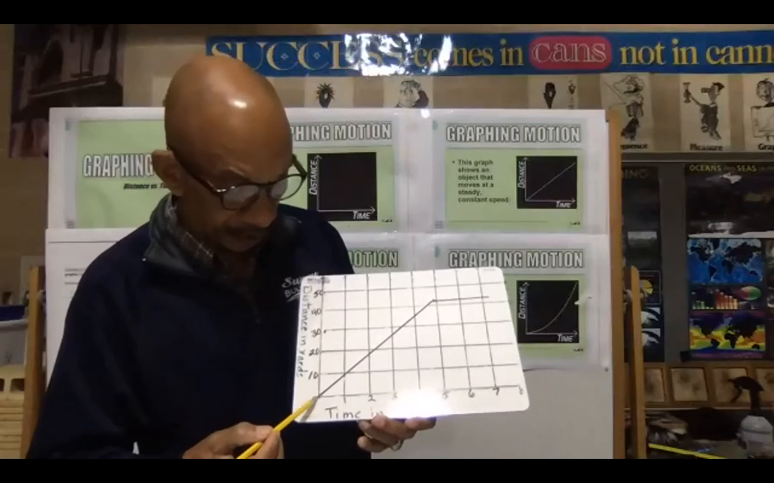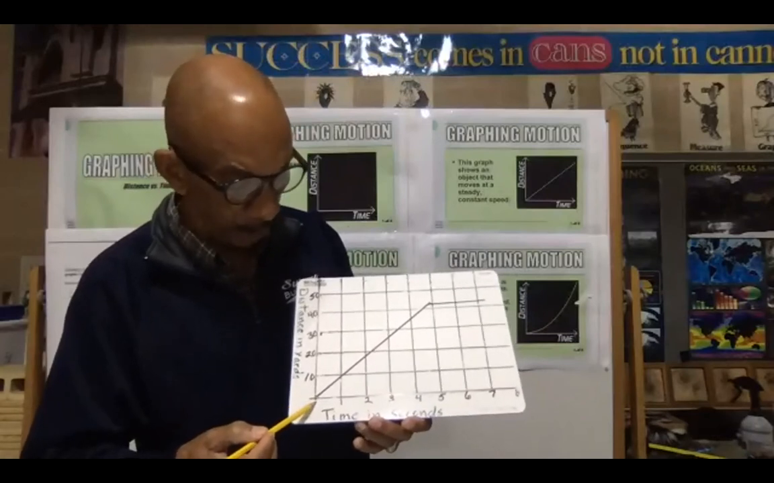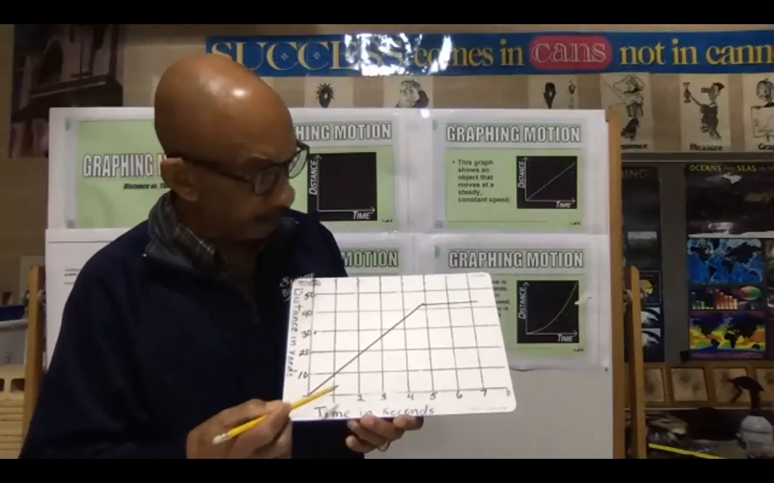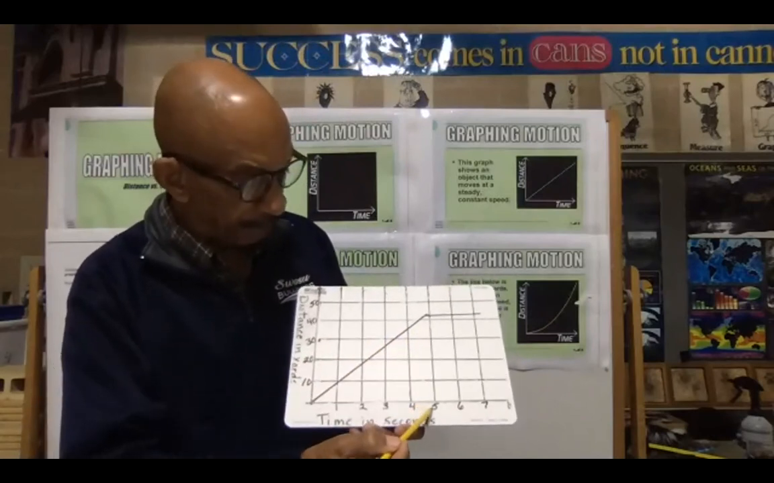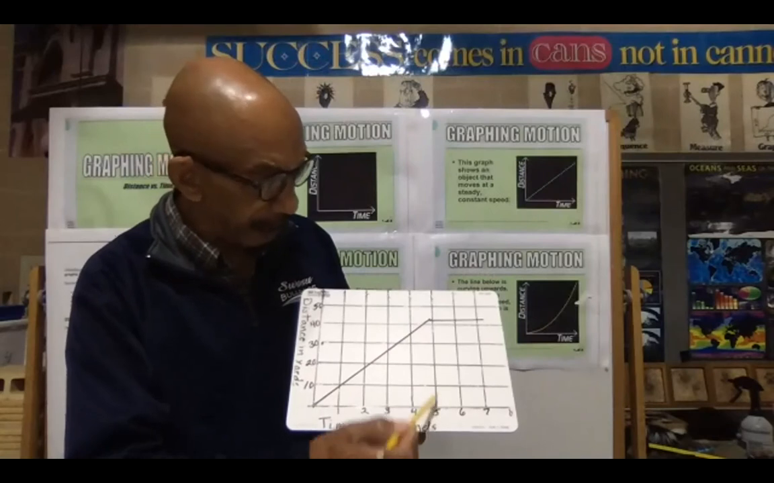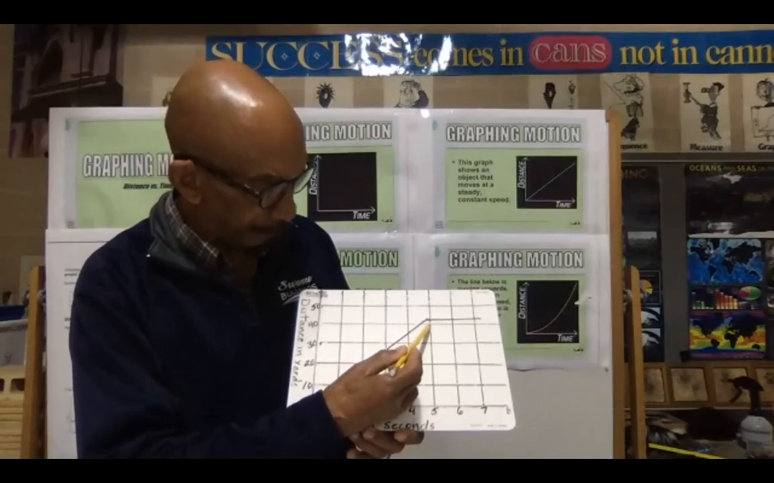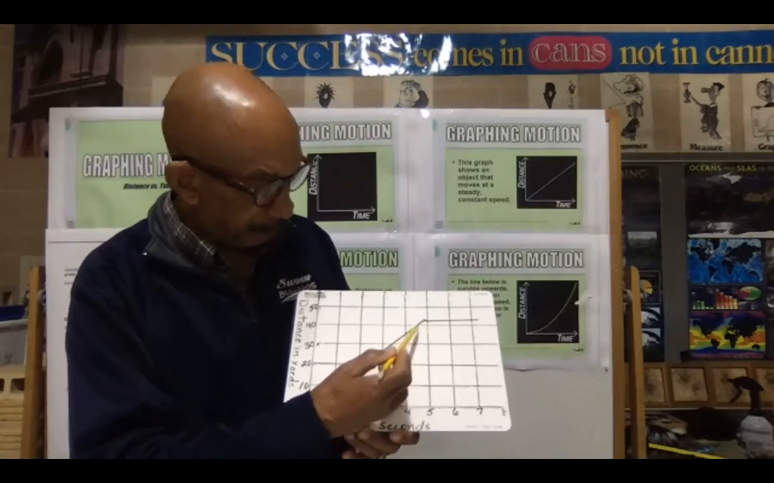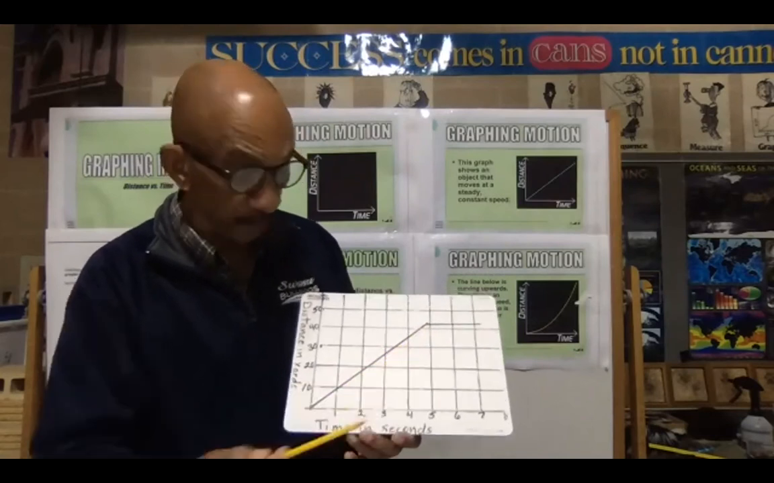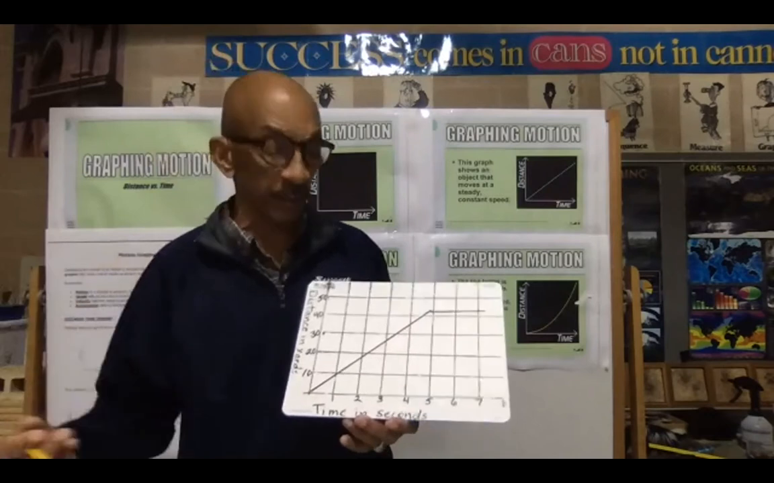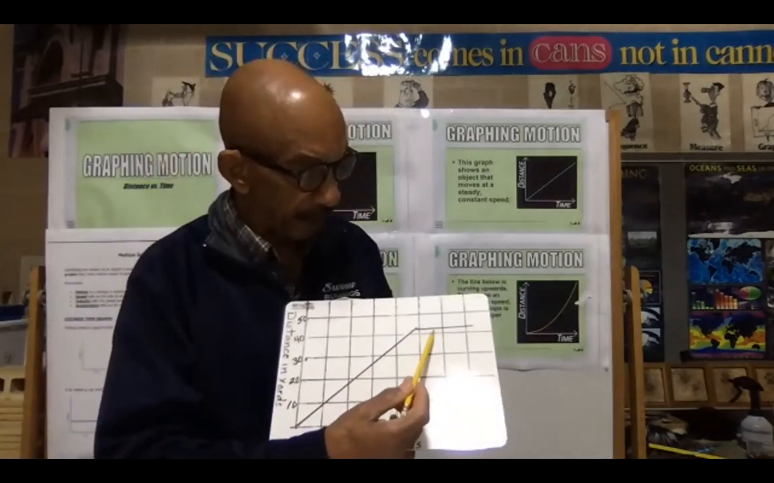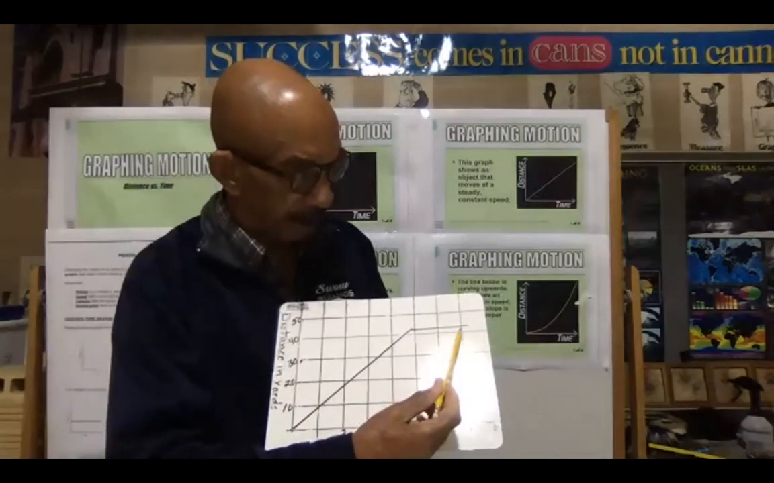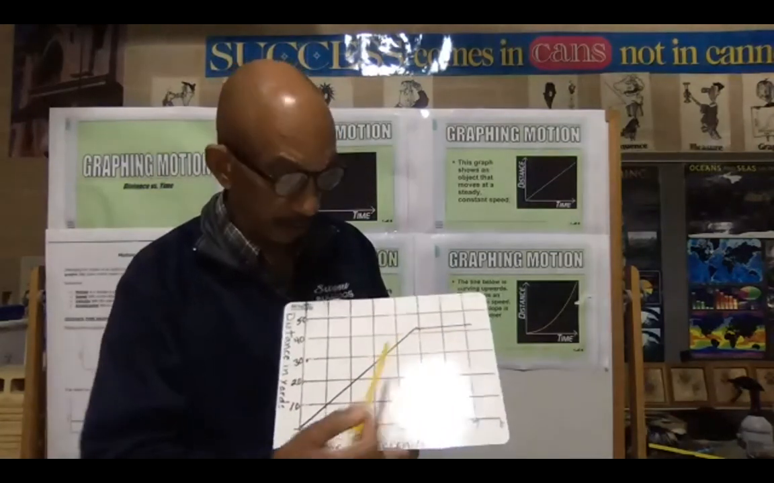And as you can see, this particular runner ran the 40-yard dash in around 5 seconds. This is the time right here. It intersects right here, maybe a little bit above it. But once he got to 40 yards and knew that the race was over, what happened? He became at rest, because there's the straight line right there. It shows that he was at rest.